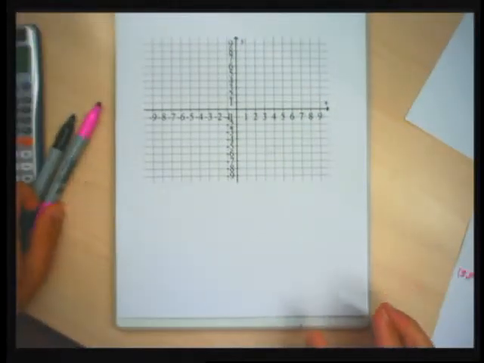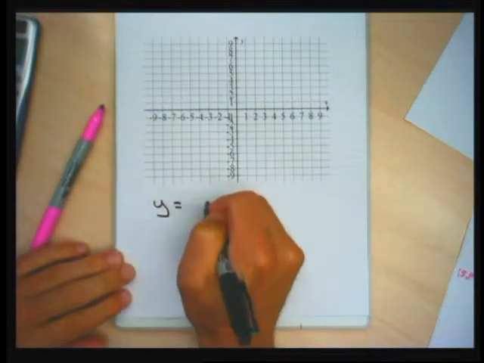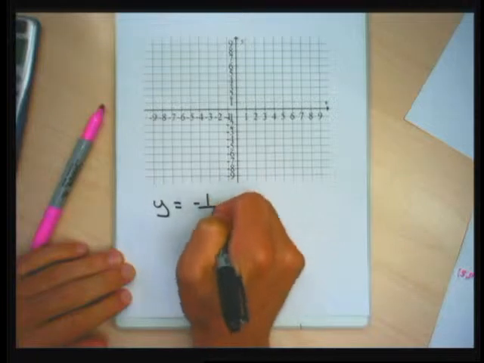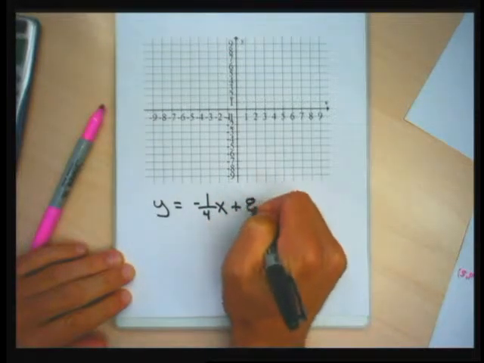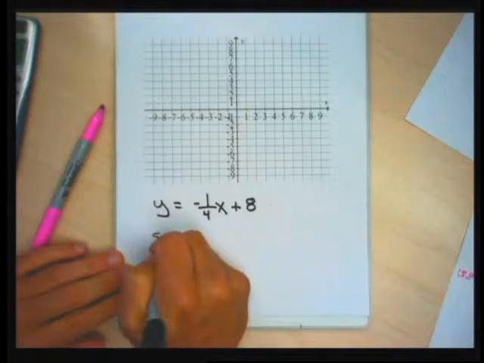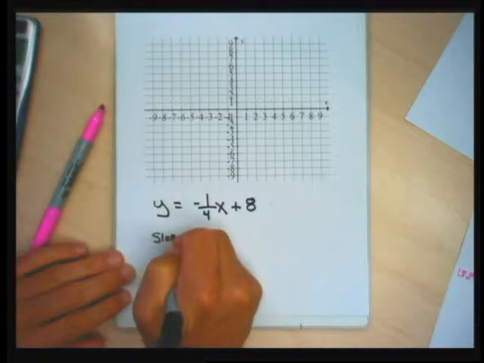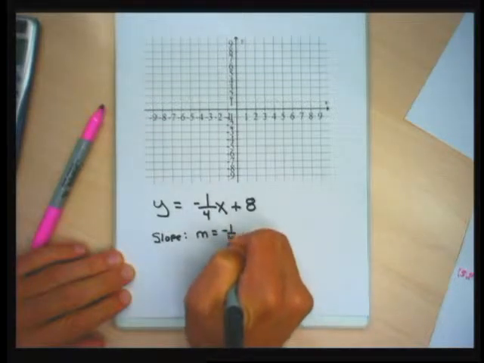If I gave you this equation, y equals -1/4 x plus 8, because it's written in slope-intercept form, I know that the slope of this line, we usually use the letter m, is m equal to -1/4.